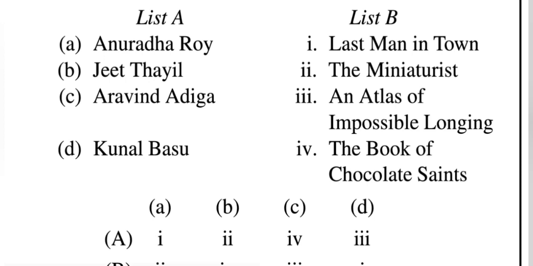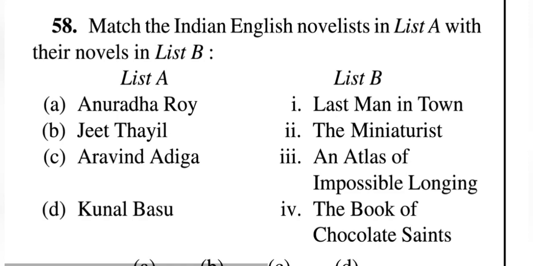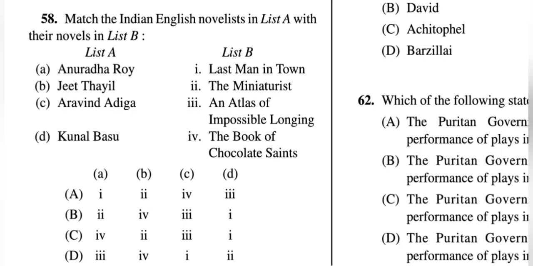And then Kunal Basu. In list B, we have Last Man in Town, The Miniatures, Atlas of Impossible Longing, The Book of Chocolate Saints. What is the correct answer? Correct answer will be D. That means A3, Anuradha Roy, Atlas of Impossible Longing; B4, Jeet Thayil, The Book of Chocolate Saints; C1, Aravind Adiga, Last Man in Town; Kunal Basu, The Miniatures. Sorry for the pronunciation. Okay, next.